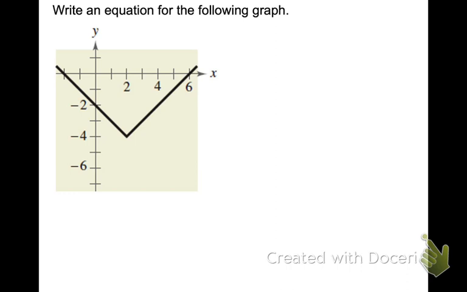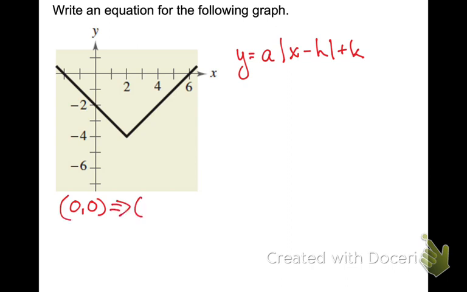Okay, write an equation for this graph. First of all, what kind of graph is it? Absolutely. So we're dealing with y equals a times the absolute value of x minus h, plus k, correct? My vertex was at 0, 0. Now where is it? 2, -4. Now this is my h and this is my k, yes? I know my a is positive because it opens what direction?